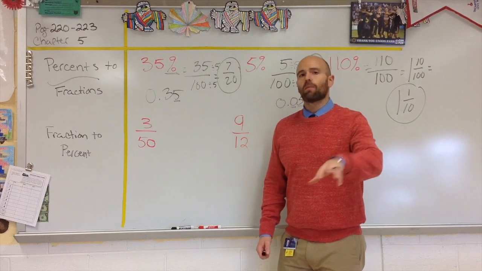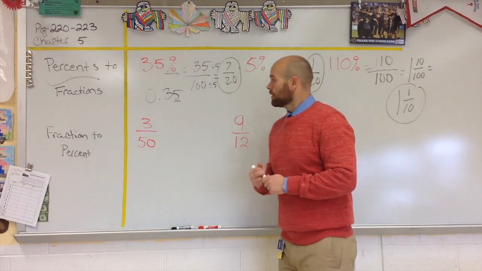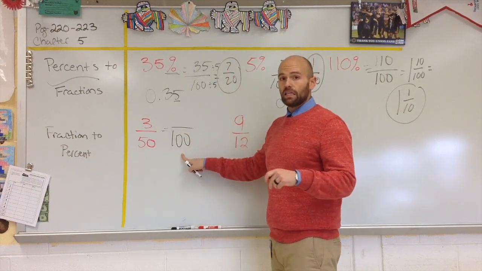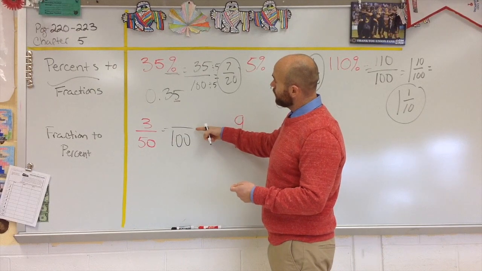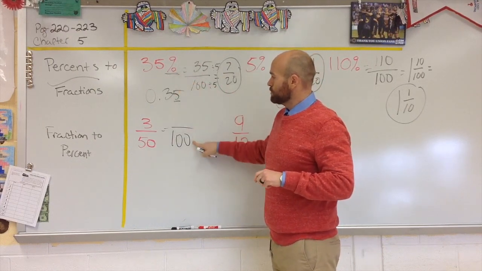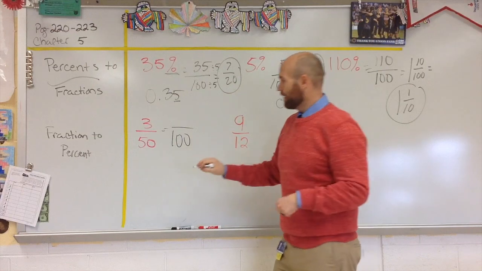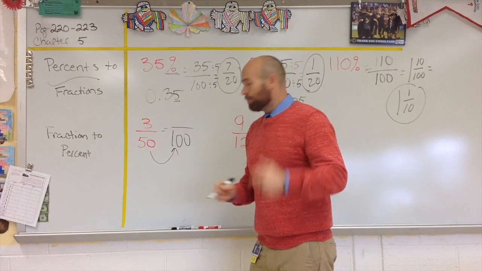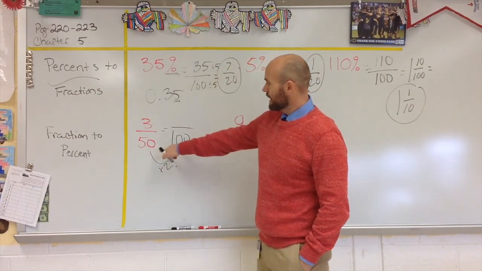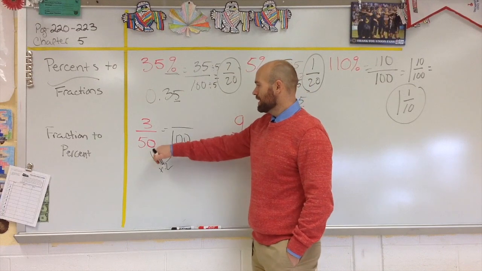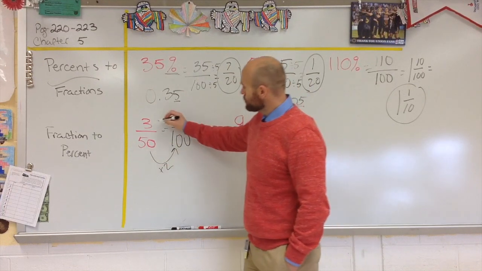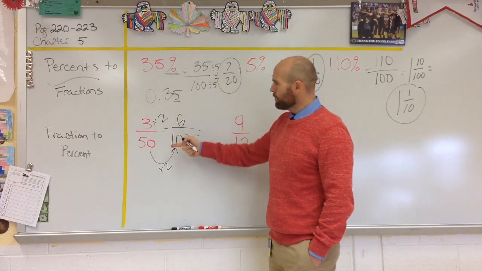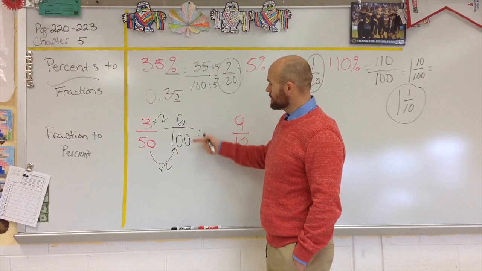Okay, so now we're going to go from a fraction to a percent. When going to a percent, we want to think we need our denominator to equal 100. Why? Because we know, like I said earlier, that this sign means put me over 100. So in my mind, I'm thinking, how do I get from 50 to 100? I would multiply by 2 to get this equivalent fraction. So because I changed the bottom by multiplying by 2, I'm going to do the same thing to the top. 3 times 2 is 6. So 3 over 50 is equivalent to 6 over 100.